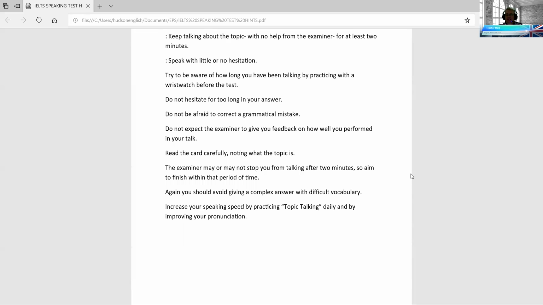Increase your speaking speed by practicing topic talking daily and by improving your pronunciation. So if you feel your talk is going too long, you can speed up. If you feel you're struggling for things to talk about, slow down so it drags on a bit. But don't make it sound boring if you slow down.